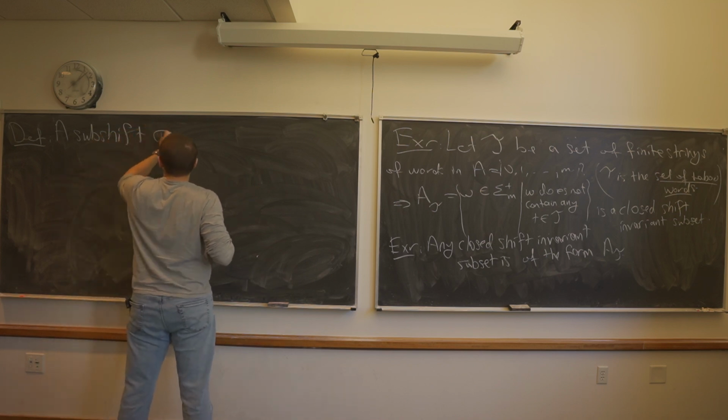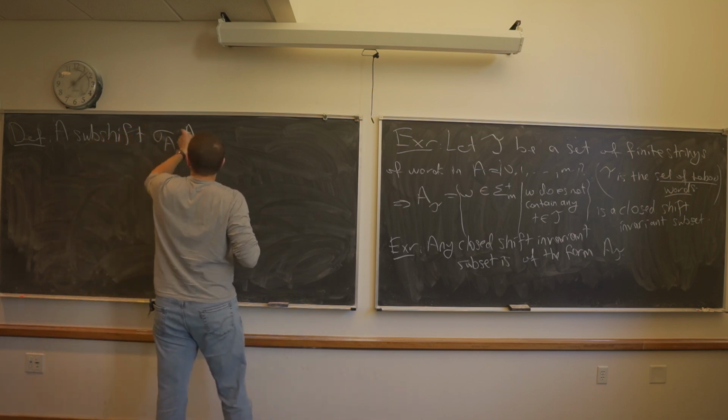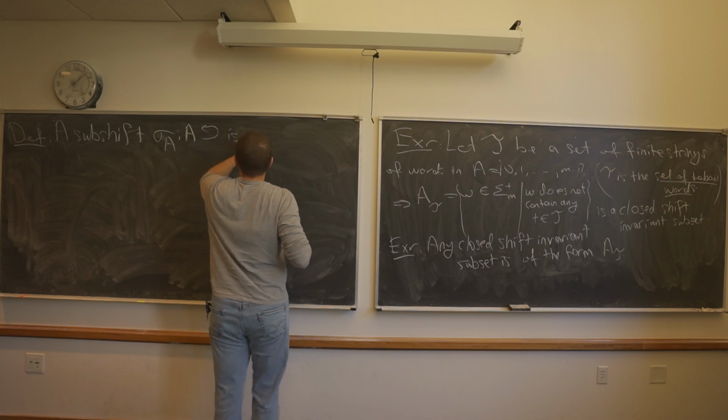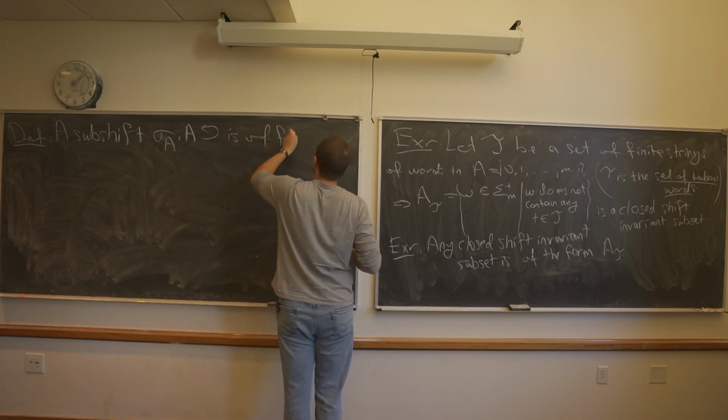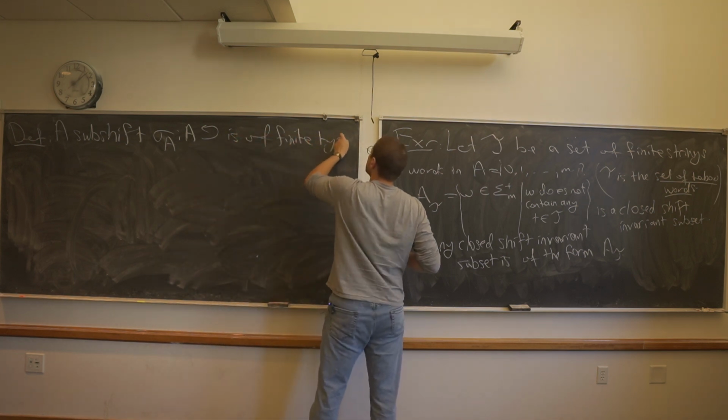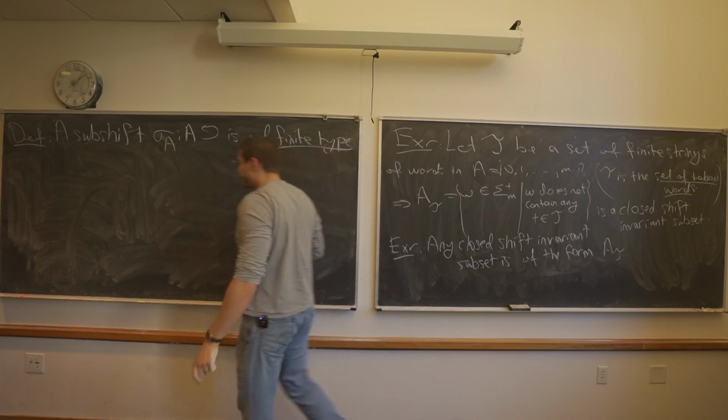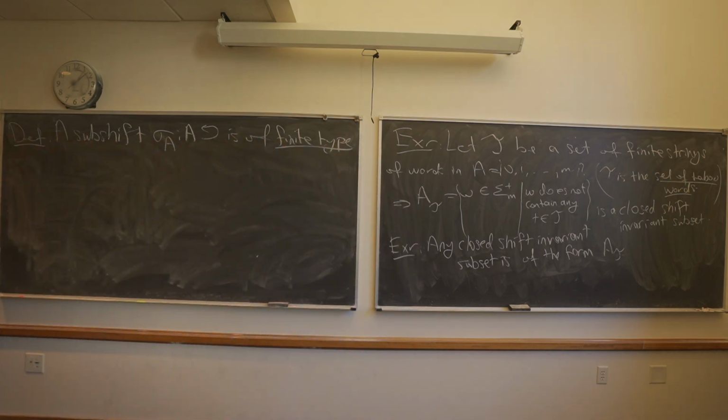Let's call it sigma sub A is of finite type if it can be defined by a finite set of taboos.